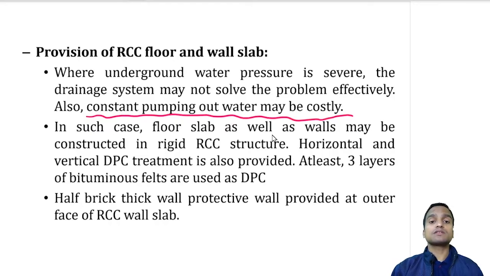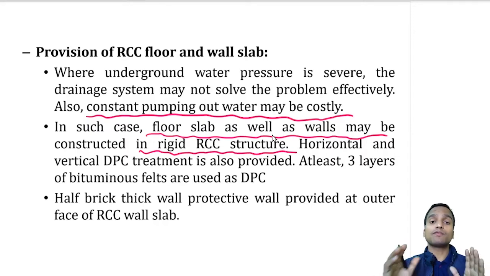So in such case, we have to make the floor slabs as well as walls in such a way that they are made completely rigid RCC structure. Even the walls I am talking about, or even the floors, entire floor and the wall has to be made a rigid RCC structure, no bricks being used anywhere.